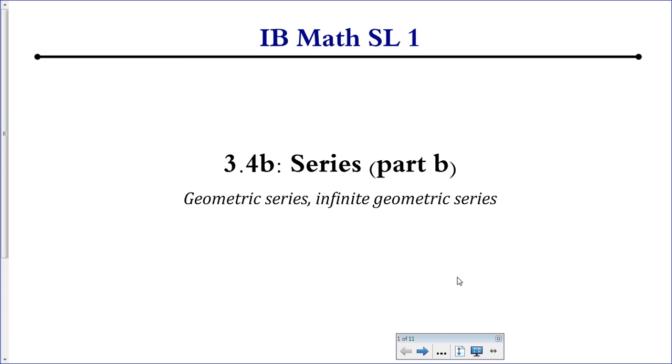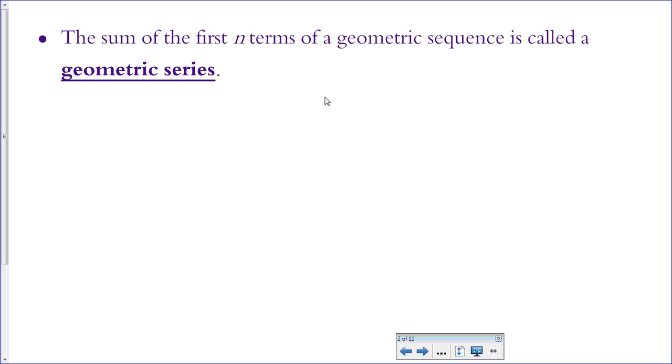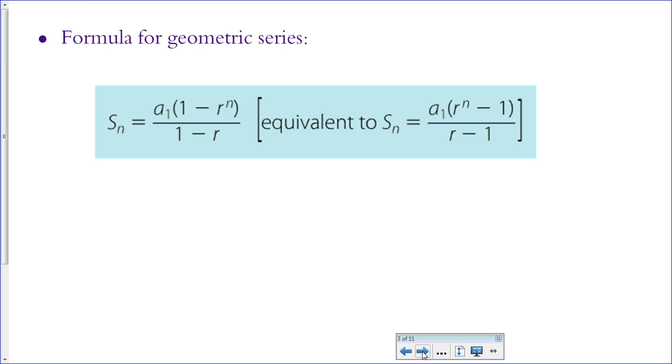This video is about series, specifically geometric series. So the sum of the first n terms or k terms of a geometric sequence is called a geometric series. We've already learned about arithmetic series, and now we're going to dive into the geometric series. They have a different formula, of course. And so the formula that we're going to deal with is this one.